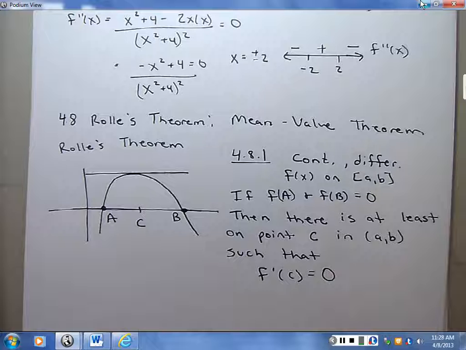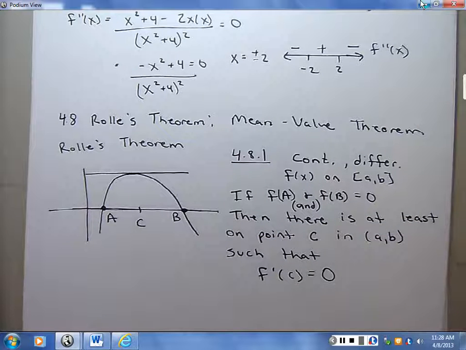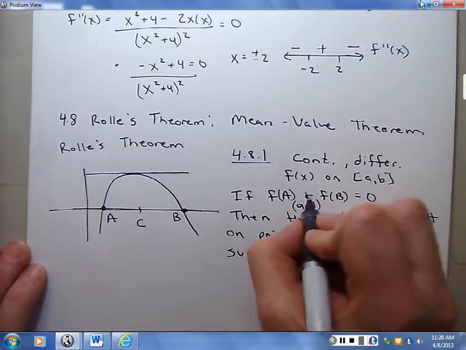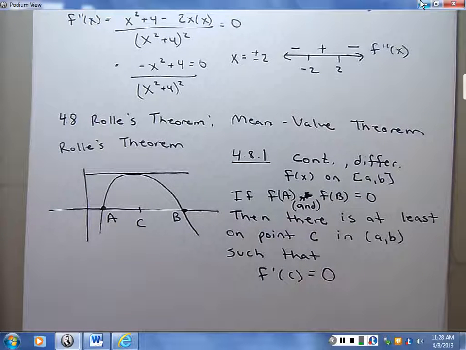Right? That plus is A and B. Yes. So this is and. Sorry about that. So if f of A and f of B equal 0, that being the slope of the secant line being 0, there has to be some point C here where the derivative also equals 0. Is that one point? One point, at least one point. Thank you.